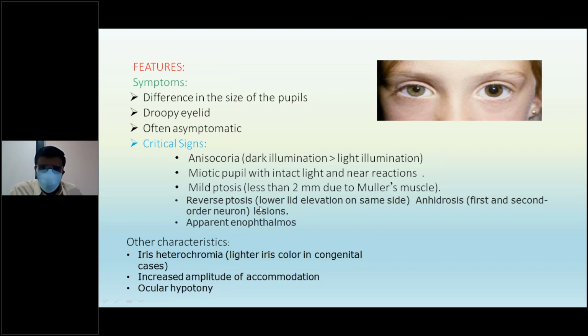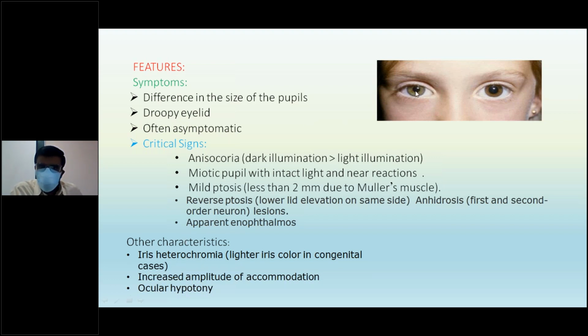Reverse ptosis means lower lid elevation on the same side. You can see here also. Lower lid is elevated. Here you can see this amount of clear sclera in between the limbus and the lid. See here, there is no clear sclera. Almost the lower lid is attached to the limbus. That is reverse ptosis.